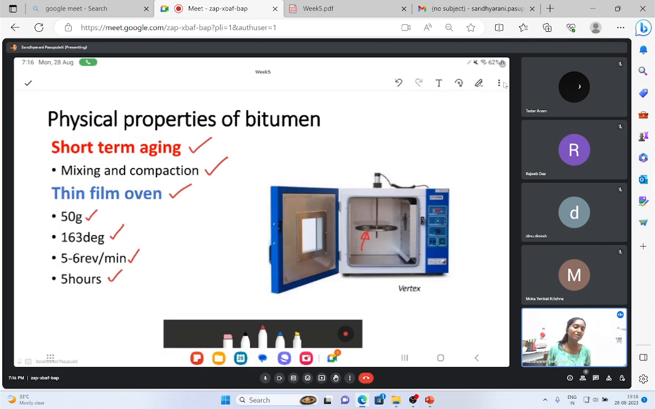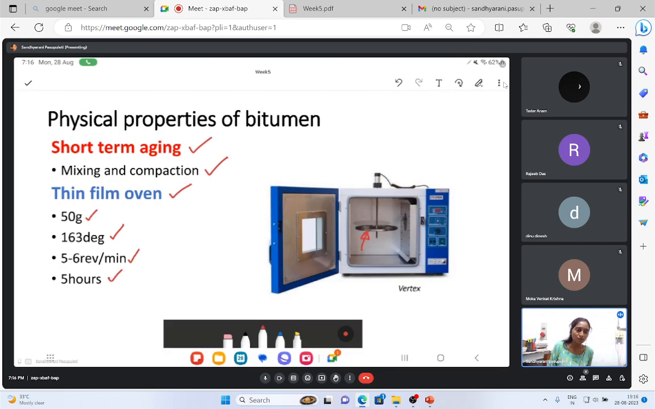So how did we come across this process? Let us say there was the initial bitumen, we could have calculated its properties, then we laid the pavement, then compacted, everything was done. Then we can take that asphalt mixture, extract the bitumen from that mixture, then test the physical properties like penetration, softening point, all those things. Let us say in the field we currently have the properties of the bitumen after laying.